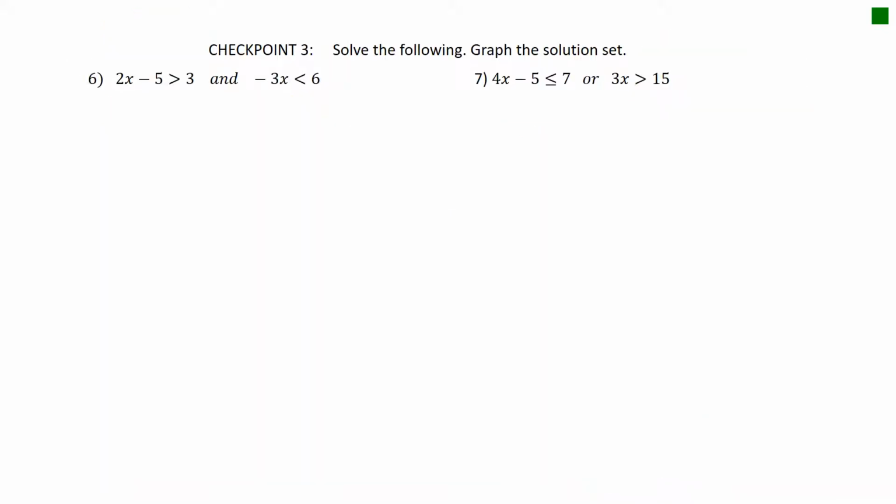Okay, whew, I just wanted to get the checkpoint. Checkpoint 3, write these down, solve them. Make sure you pay attention to the words, okay?